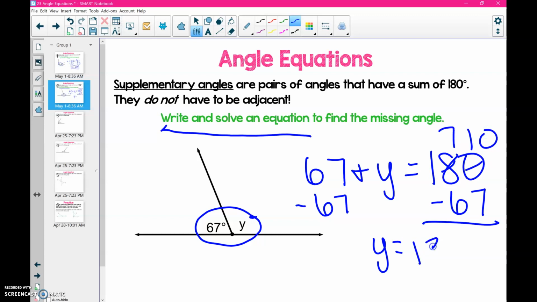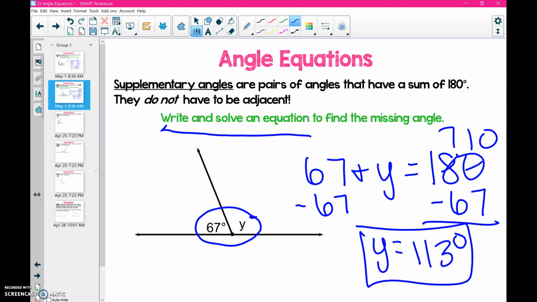But we end up with, oops, I'm sorry, one moment. I made a little mistake there. And we end up with the 113, sorry about that. 113 degrees. My degree symbol got a little big there. So that would be our answer for this one.